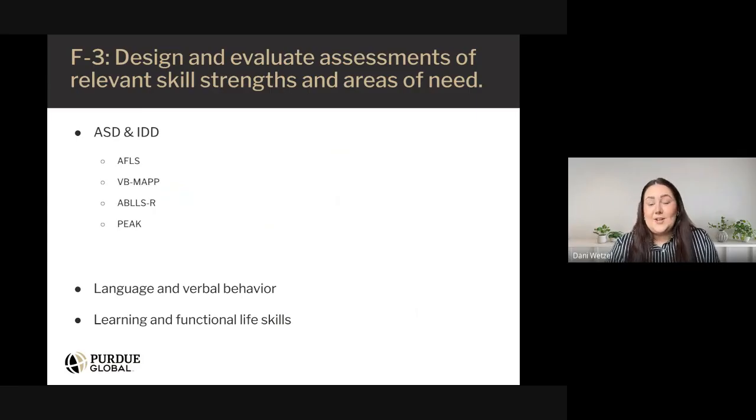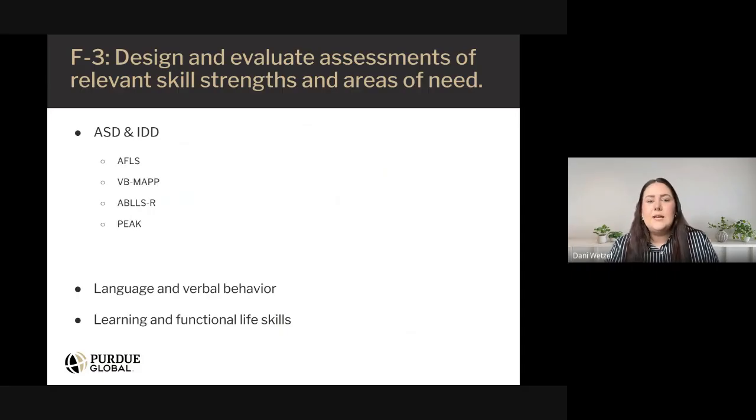Skills assessments are a huge piece of developing a treatment plan. A lot of times in ABA, we're going to be serving clients that have autism or intellectual disabilities. So common assessments to assess different language and verbal behavior or learning skills, daily life skills include the APLS, VB-MAP, ABLES, PEAK. And then when you're selecting what type of assessment you're going to do, you're going to consider things like your client's age, any diagnoses that they have, and then what matters to the family and their stakeholders, and then what matters to the client themselves.